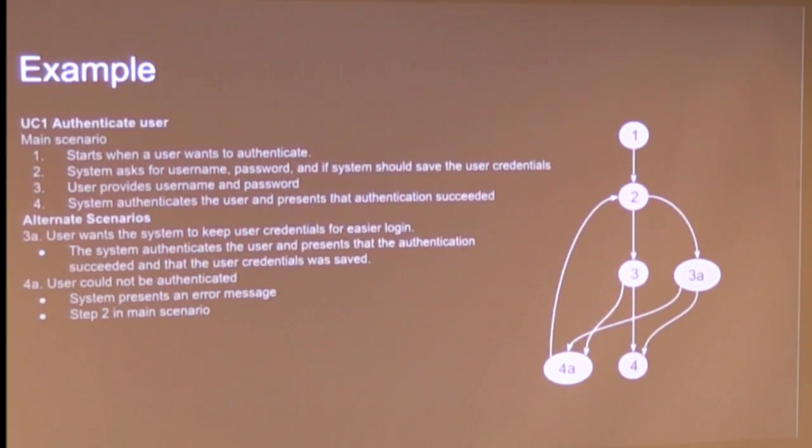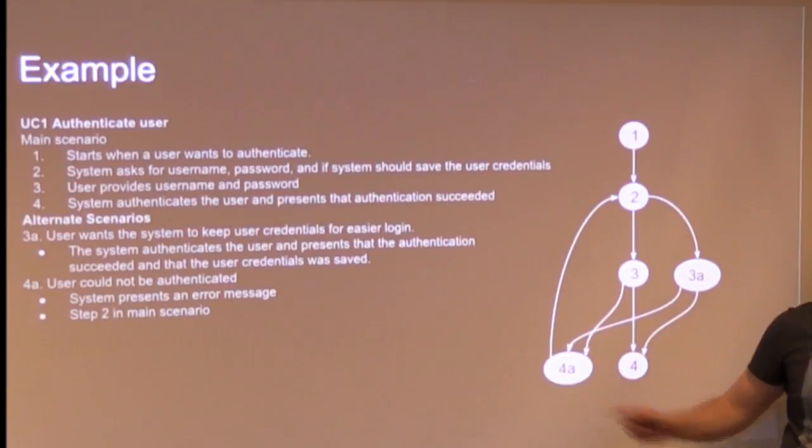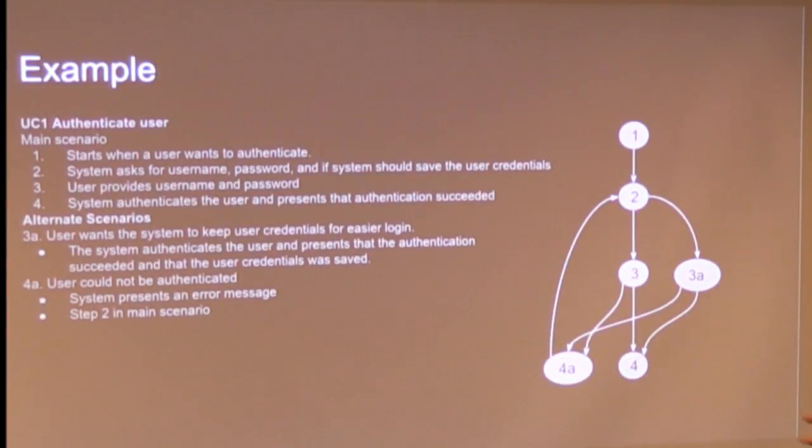In our case, perhaps we want the error message in 4A, which is user could not be authenticated. Perhaps we're looking for different error messages in 4A depending on the kind of problem that we had with logging in. So perhaps there is a different error message if we come from 3A to 4A than from 3 to 4A. Perhaps there are different error messages depending on the way that we fail to log in. And the same thing goes for number 4.